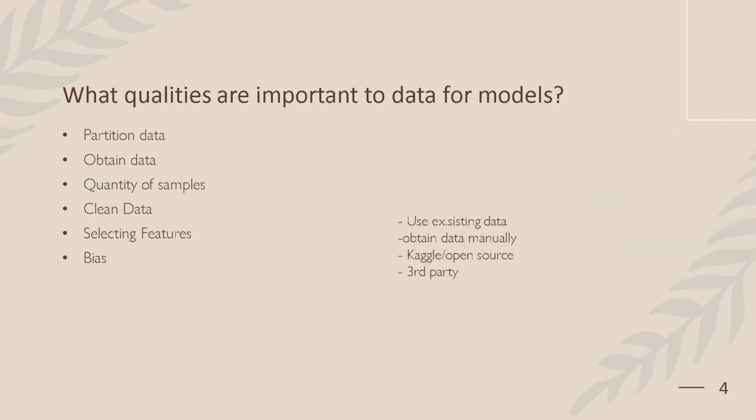How we obtain data is by using existing data, or obtaining it manually, which means we send out surveys and get people to answer them. And then Kaggle open source: we can use open source models like PoseNet or BlazePose, or we can use datasets on Kaggle and put rewards out for them. And then the most expensive option is the third-party option, which is we get another company to do it for us.